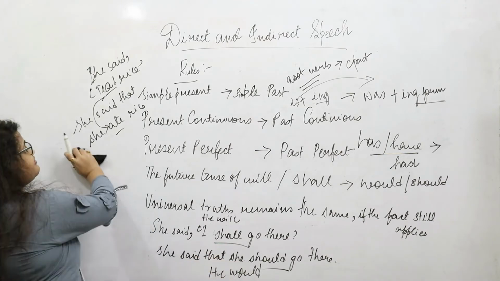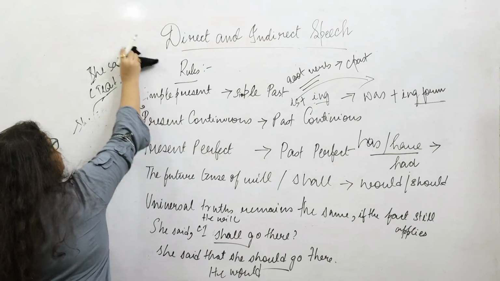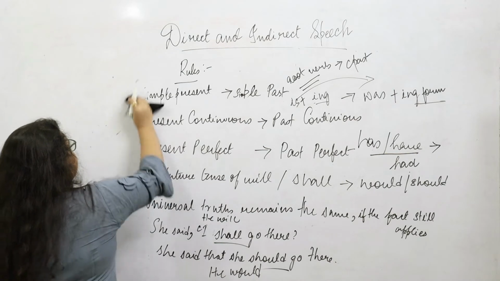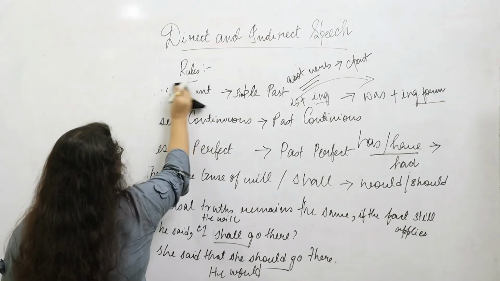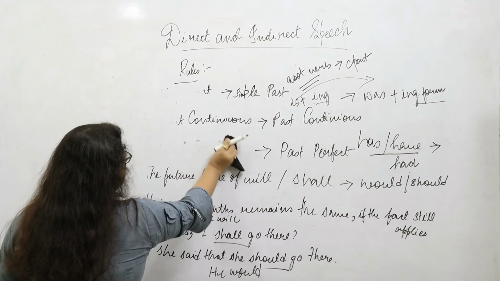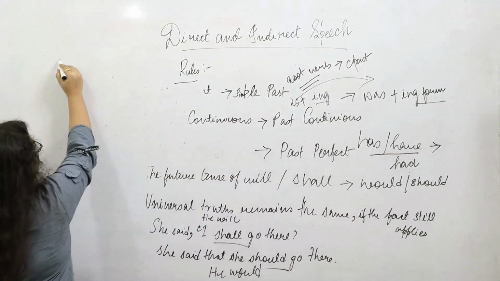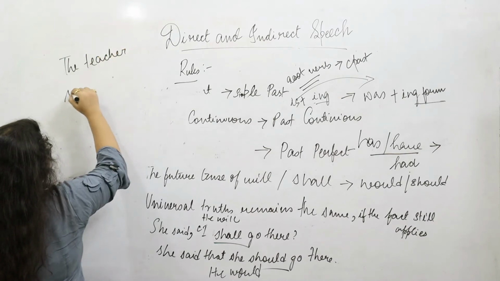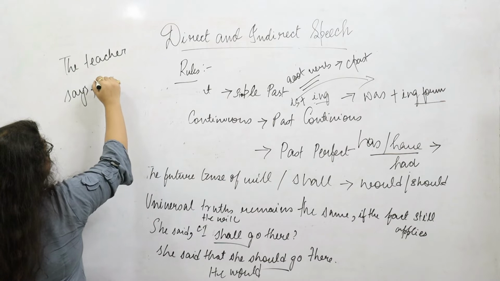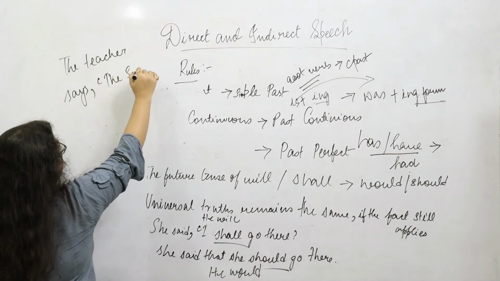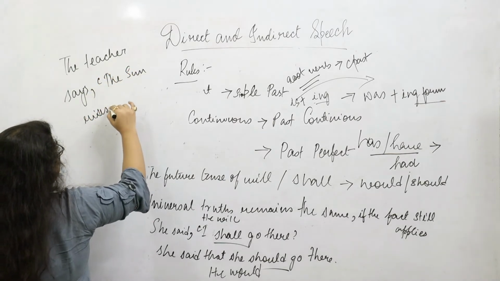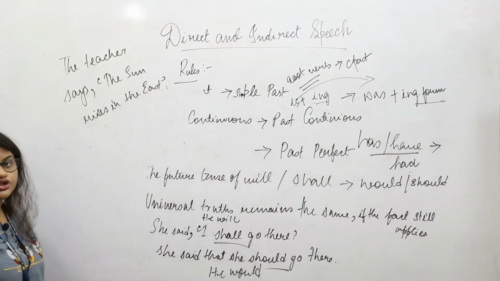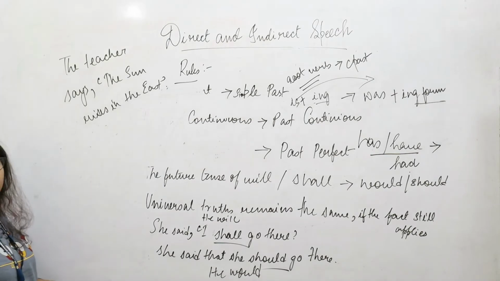The next comes when there is a sentence which is a universal truth. Universal truths are facts which generally don't change. For example, when we say sentences like, the teacher says, "The sun rises in the east." So this is a fact which will not change, right? It will suddenly not become the west.